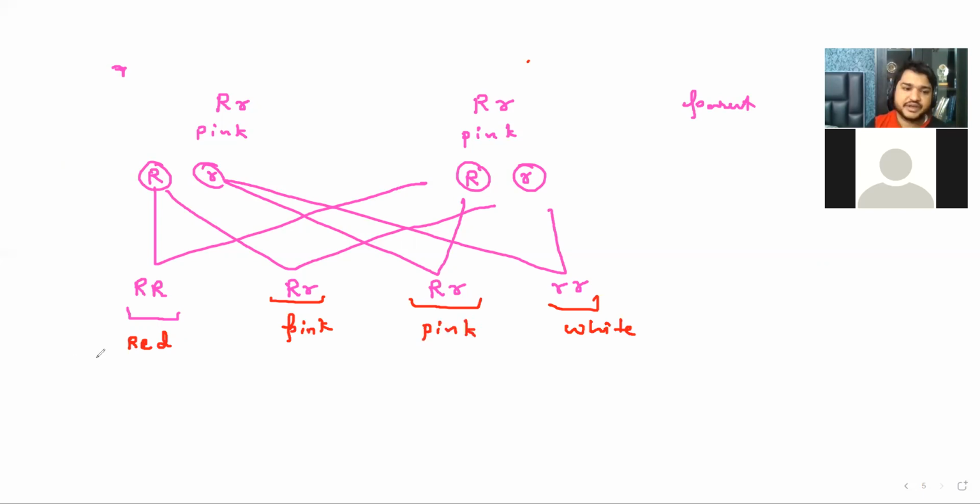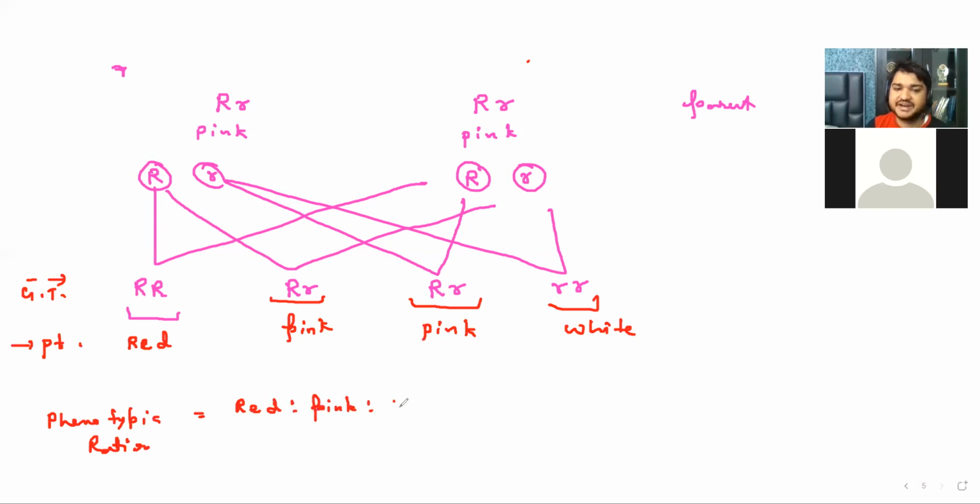Now this is the phenotype, and this is the genotype, right? So if I show you the phenotypic ratio, it's 9:3:3:1. Oh no, this is a monohybrid cross, not dihybrid. Wait. So we have red, pink, and white.